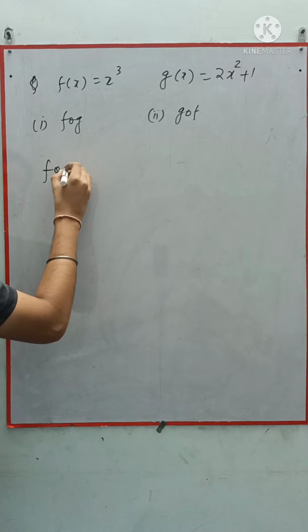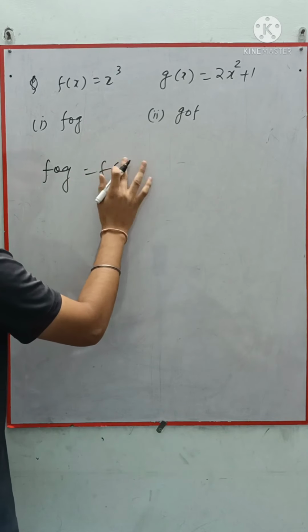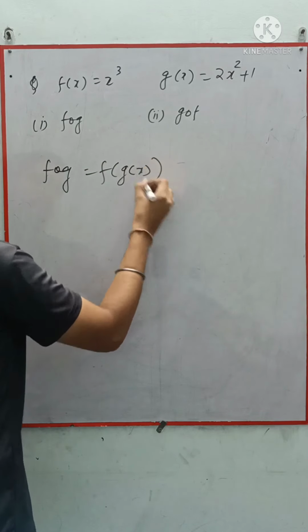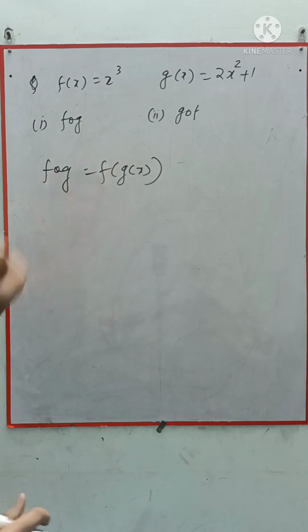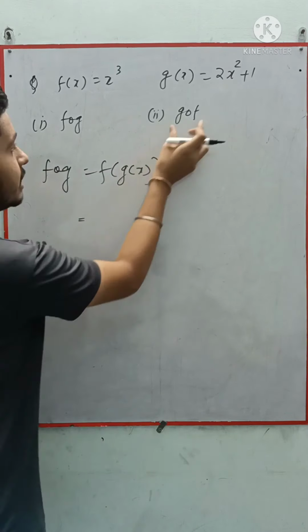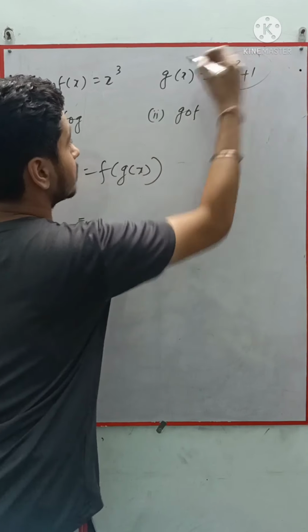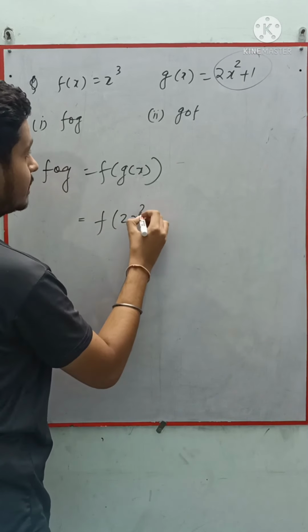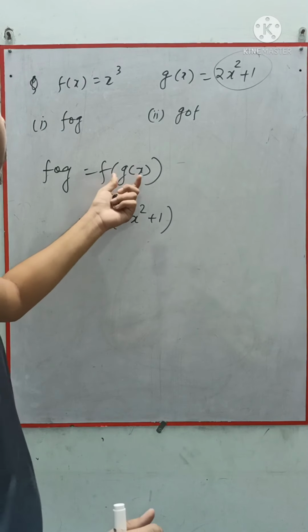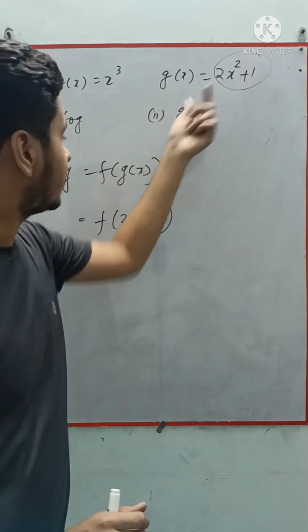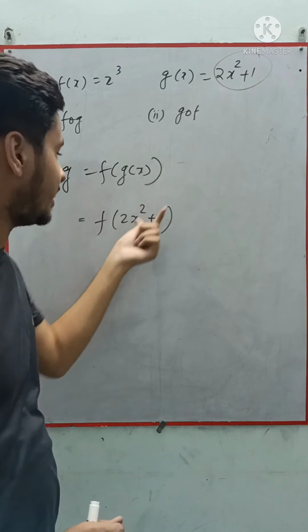F of g is, we know, f of gx. Function of function, that is f of gx. Okay, what is the gx given to us? 2x square plus 1.